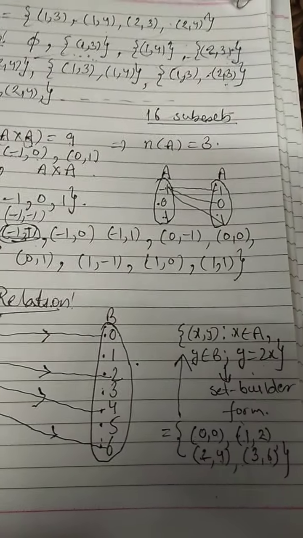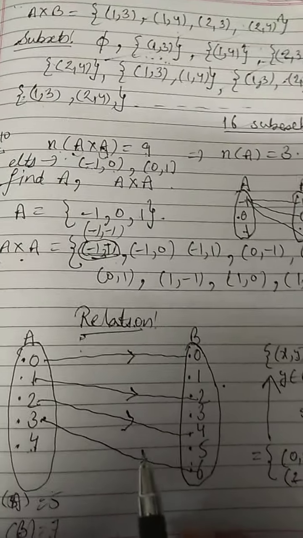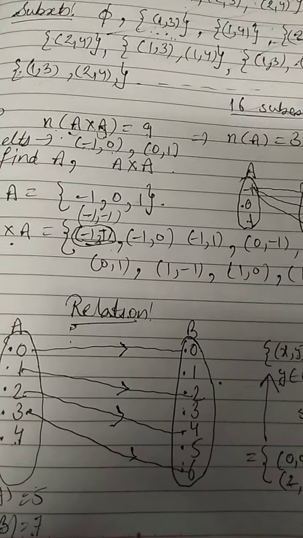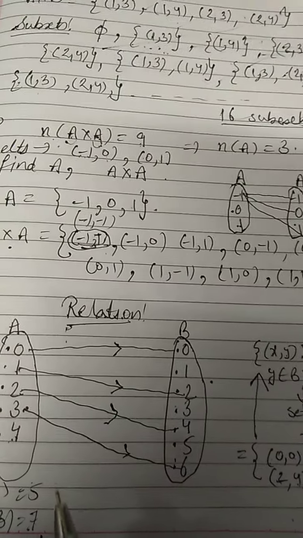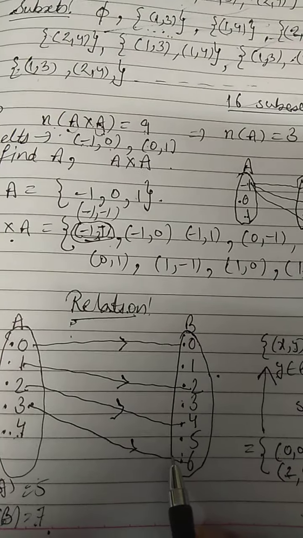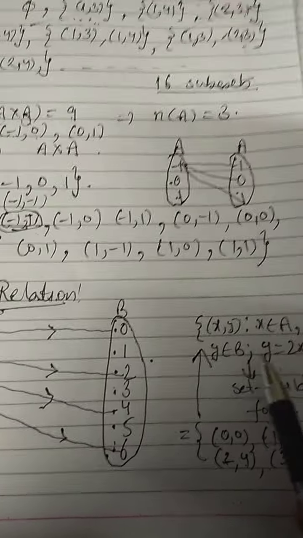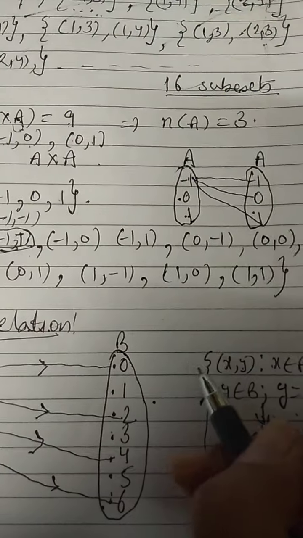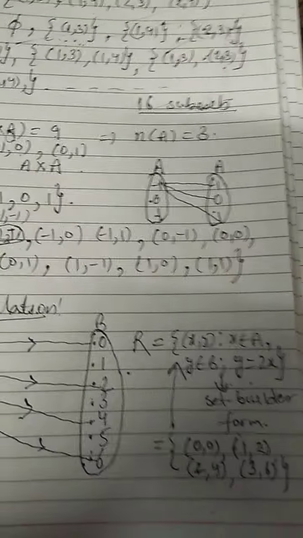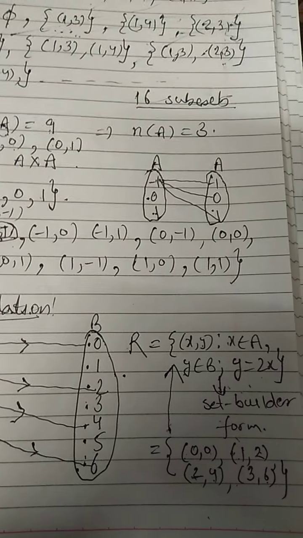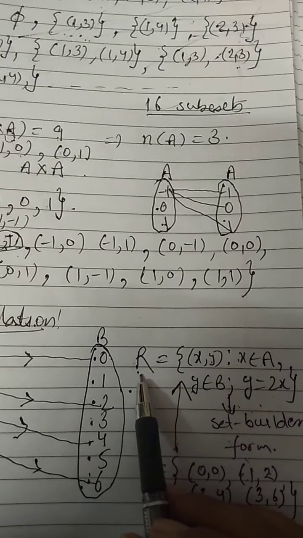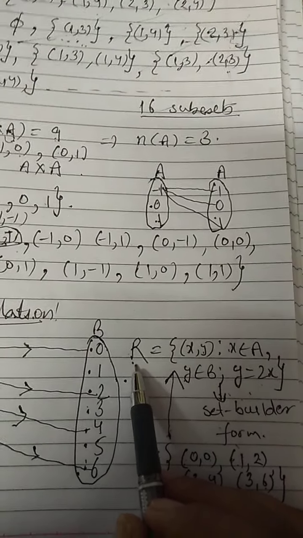So if I take the collection of all those ordered pairs, or the collection of all those combinations from set A to set B which are following a certain criteria, that collection will be called a relation. And a relation we will always represent by capital R. Always. Okay, so a relation is represented by capital R.